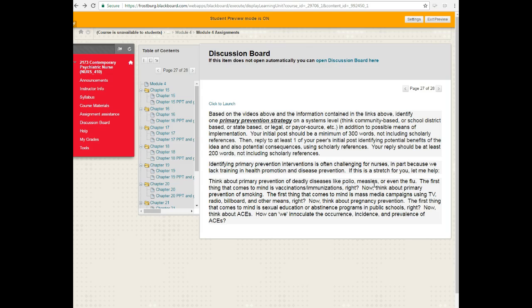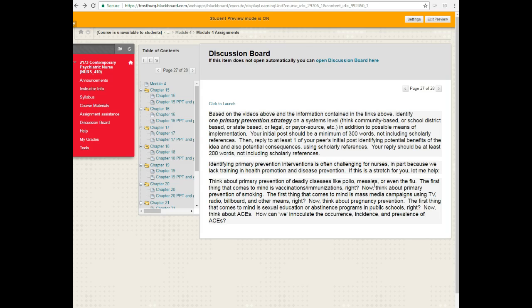Your initial post should be a minimum of 300 words, not including scholarly references. Then reply to at least one of your peers' initial post, identifying potential benefits of the idea and also potential consequences using scholarly references. Your textbook is also always a great scholarly reference. Your reply should be at least 200 words, not including those references.